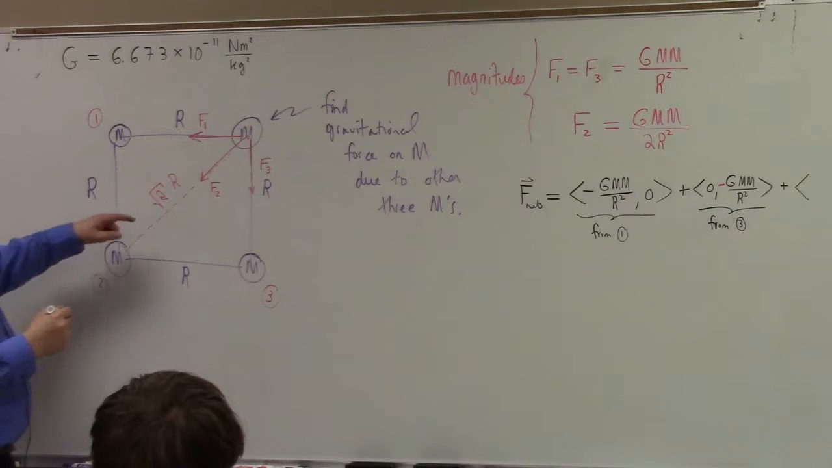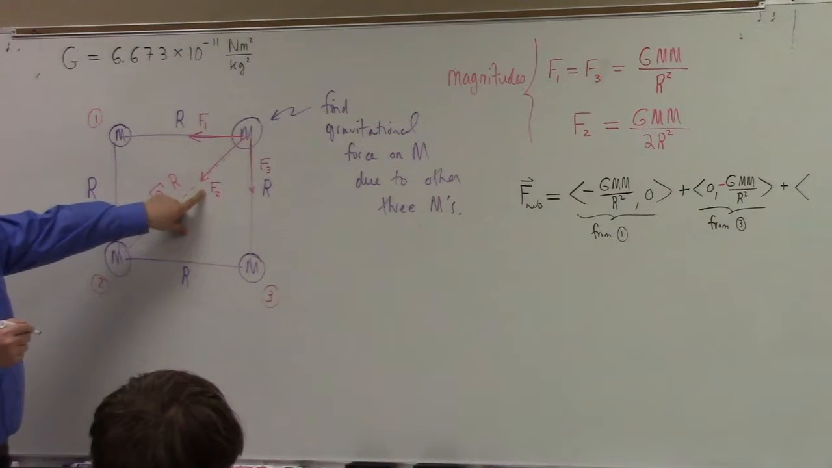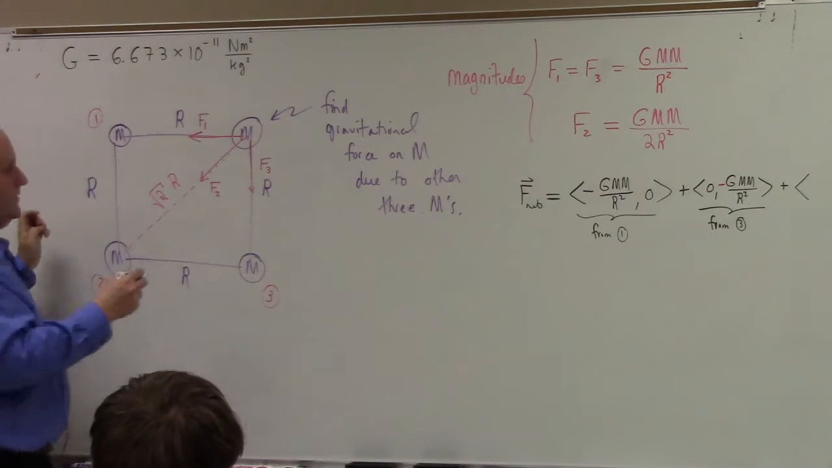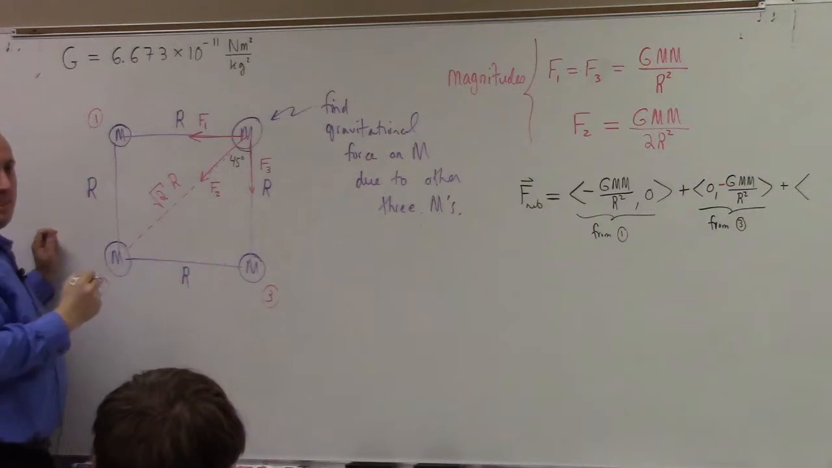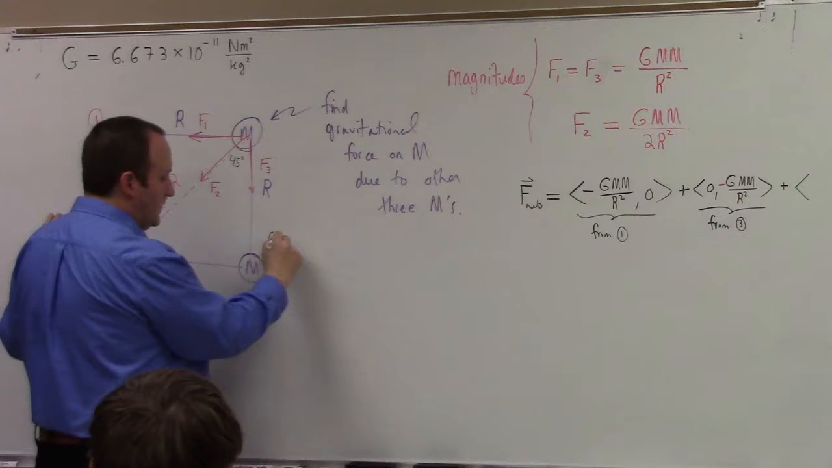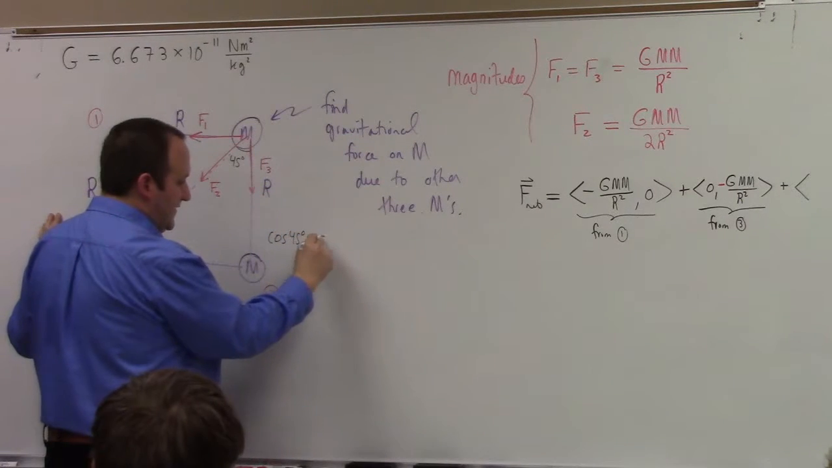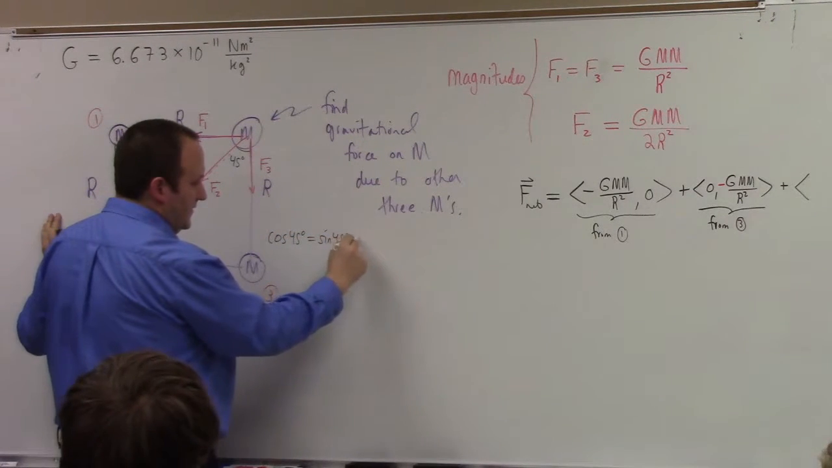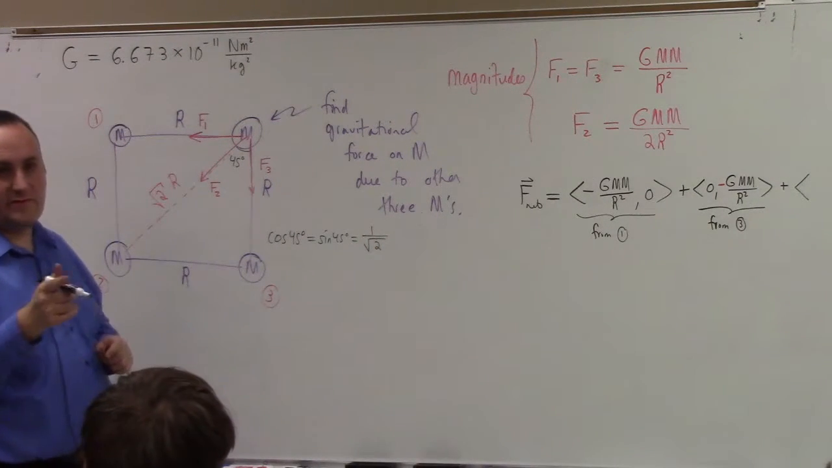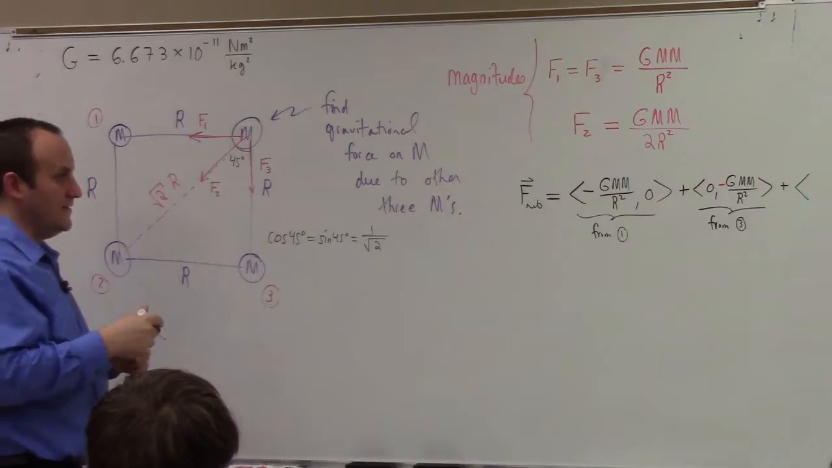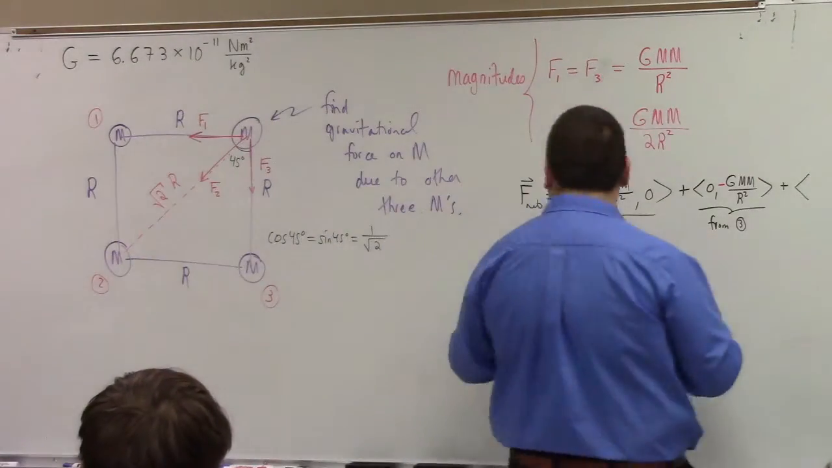All right, now this one, F2, well, that one I got to think about. This is 45 degrees, right? So fun fact, cosine 45 degrees is sine of 45 degrees, also known as 1 over root 2. Right? Yeah, is there a question? Oh, okay. Just relaxing. It's all good.